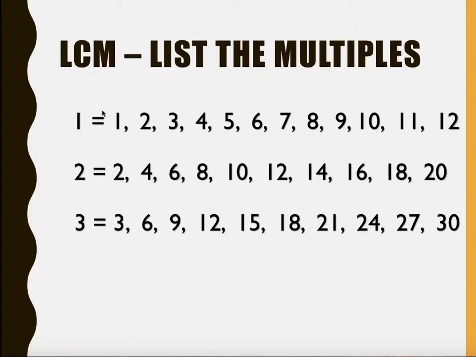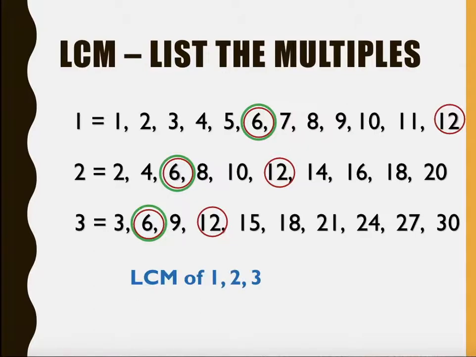So for 1 second, I've listed all the multiples. For 2 seconds, I've listed multiples. For 3, again, I've listed all the multiples here. Now, what are the common values here? We have 6 and 12. But what is the least common multiple amongst these? It is 6. So the LCM of 1, 2 and 3 is 6. So by listing the multiples of numbers, you can figure out the first, or the smallest, or the least one which is in common between all the given numbers, and that becomes your LCM.